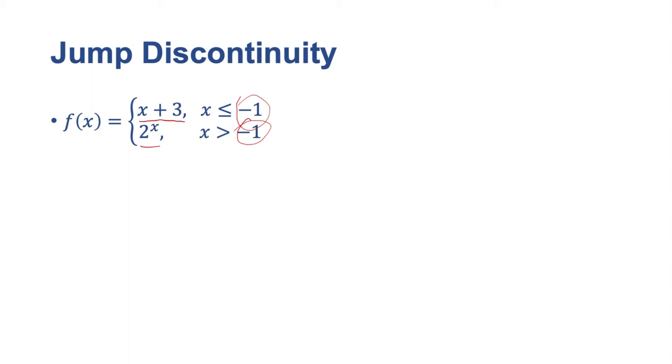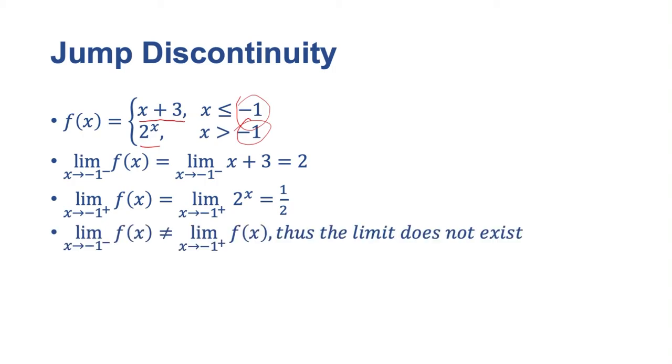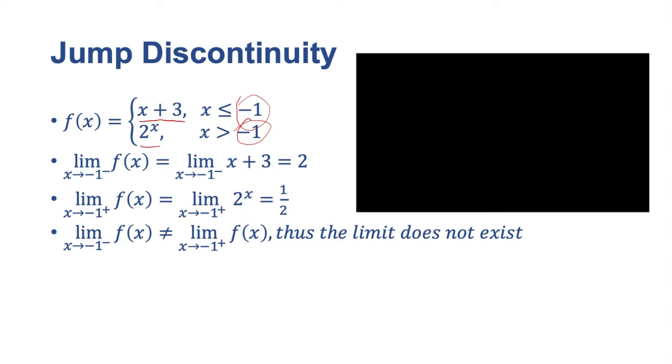We are going to take the limit from both sides as x approaches negative 1, and then we'll see if they equal each other, and if they don't, then the limit doesn't exist. If we take the limit from the negative side, we get 2, and from the positive side, we get 1/2. 2 does not equal 1/2, thus the limits are not equal, thus the limit does not exist. All right, so that's jump discontinuities, and here's our graph. As you can see, there's our linear coming in there, and then our exponential. And right here, we have a jump.